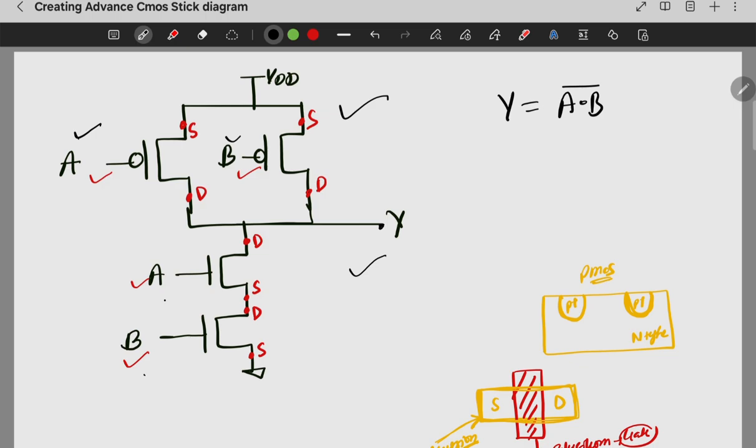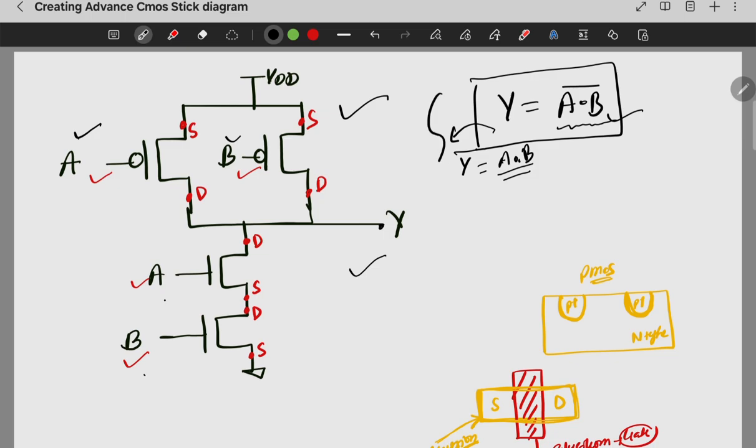Which stick diagram has to be created, and this is basically my boolean logic expression. We have taken y bar and a dot b and again implemented the DPP logic concept. It's not a concept, it's a trick. With the help of that we can make this transistor schematic within seconds.